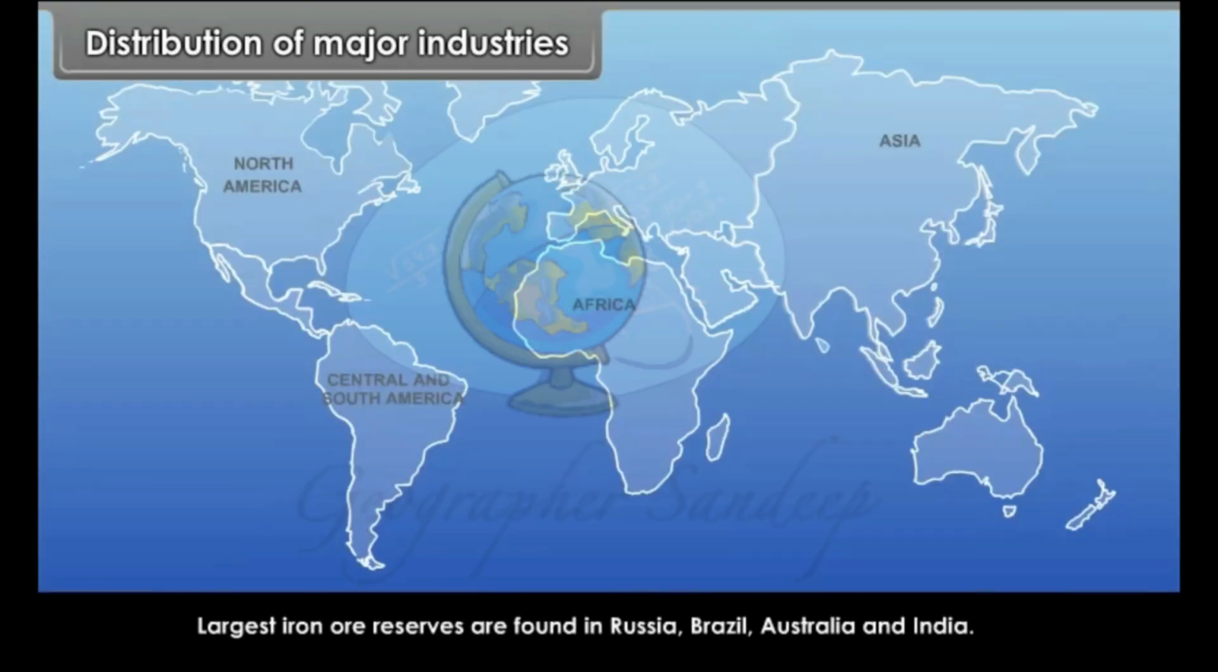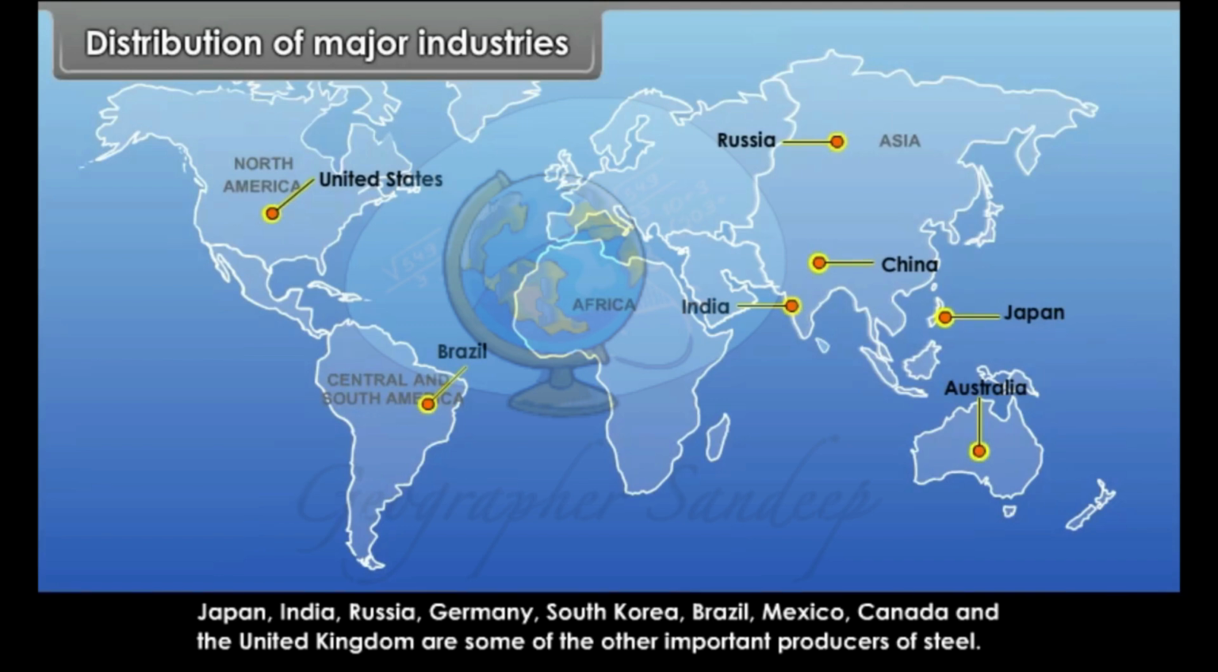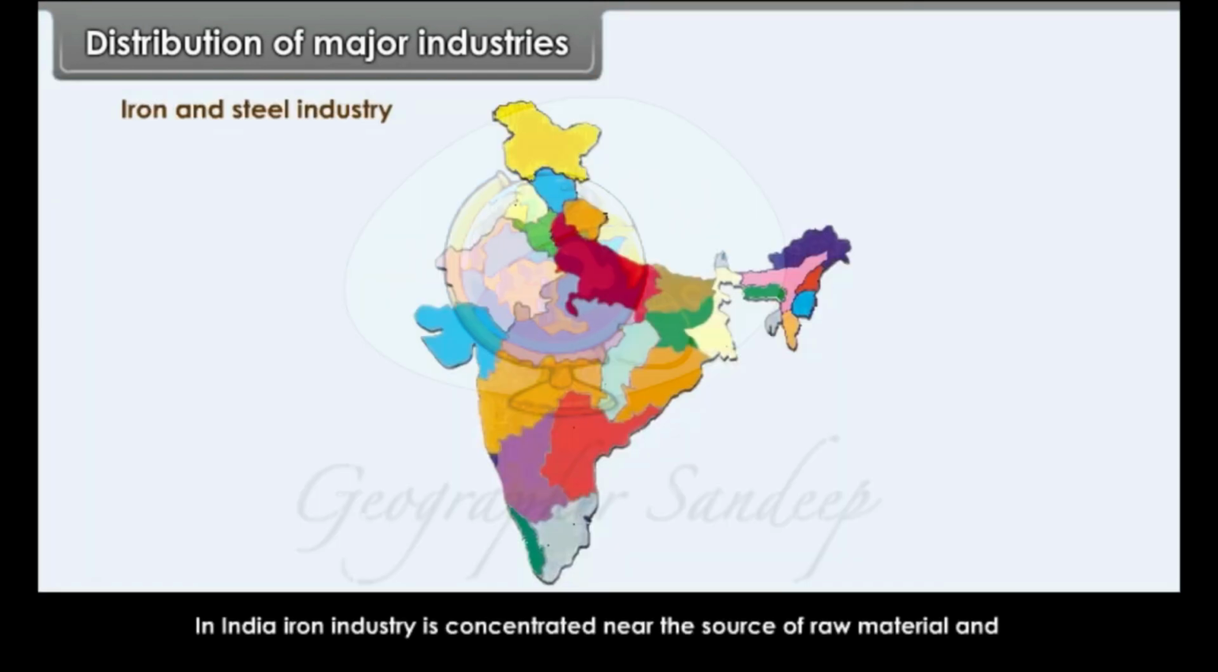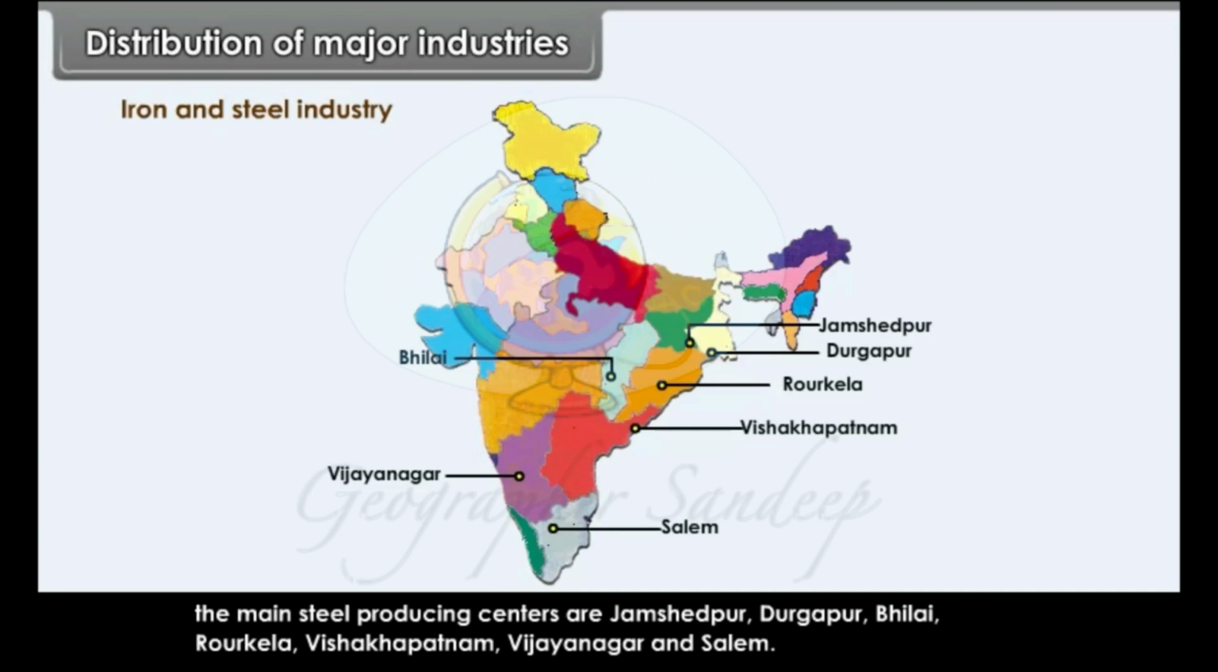Largest iron ore reserves are found in Russia, Brazil, Australia and India. But in the production of steel, China is the largest producer in the world, followed by the United States. Japan, India, Russia, Germany, South Korea, Brazil, Mexico, Canada and the United Kingdom are some of the other important producers of steel. In India, the iron industry is concentrated near the source of raw material, and the main steel producing centers are Jamshedpur, Durgapur, Bhilai, Rourkela, Visakhapatnam, Vijayanagar and Salem.